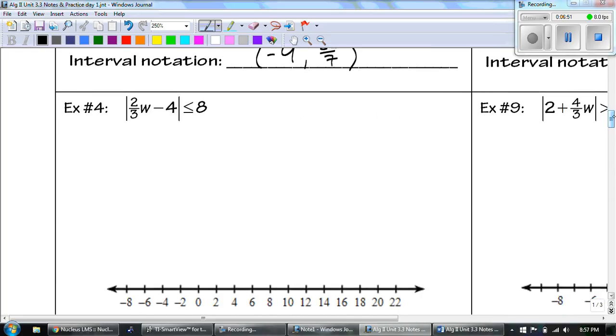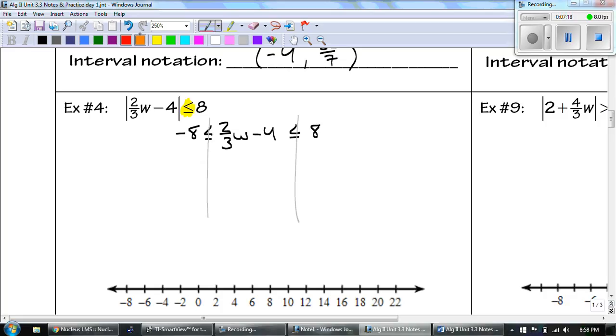Right, example number 4. Inequalities, or the absolute value is all by itself. And then we have a less than, okay? So that means less than or equal to 8, and then less than or equal to, technically greater than or equal to, -8.